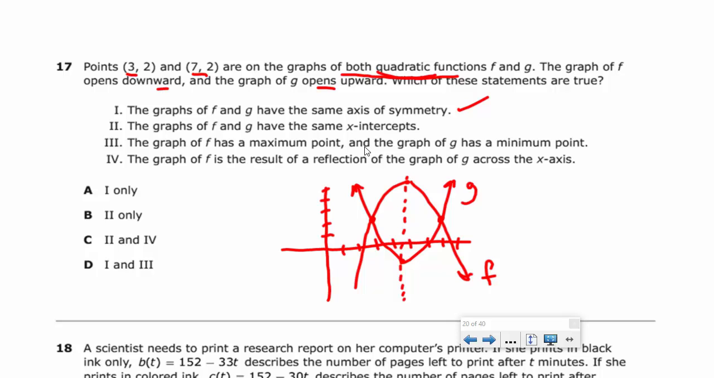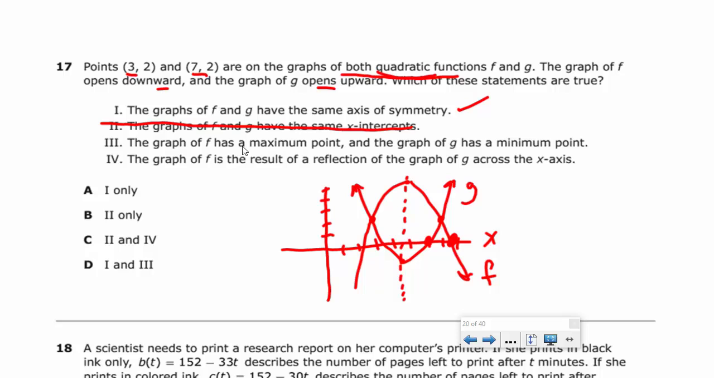The graphs of f and g have the same x-intercepts. So they're asking you where it crosses the x-axis. Is it the same spot? Well, no. f crosses the x-axis right here, and g crosses the x-axis right here. These 2 points are not the same. So no, they don't have the same 2 x-intercepts. This is not true.